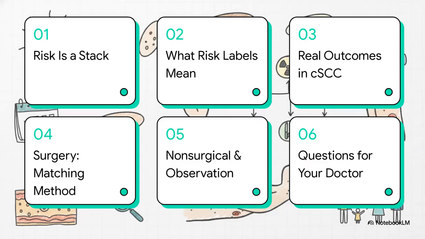First, we'll talk about how risk is a stack. Then, what risk labels actually mean, followed by real outcomes in CSCC. Next, we'll cover surgery and matching the method, look at non-surgical options and observation, and finally, wrap up with the best questions to ask your doctor.